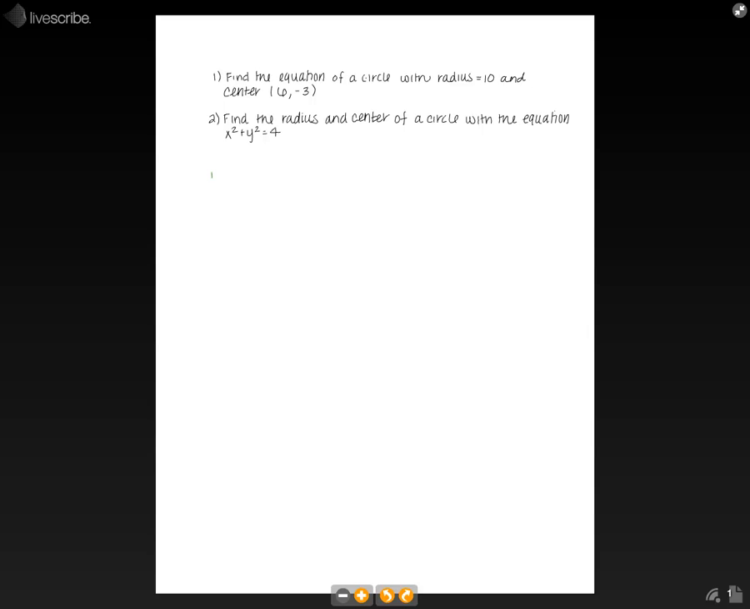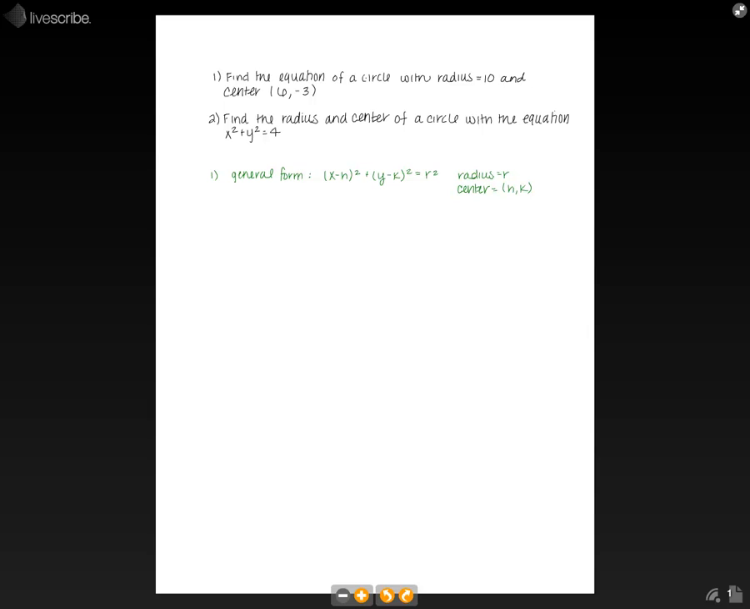Alright, so for problem 1, the first thing we need to know is the general form of an equation for a circle. And that form is (x minus h) squared plus (y minus k) squared is equal to r squared, where the radius of the circle is equal to r and the center is at h comma k.